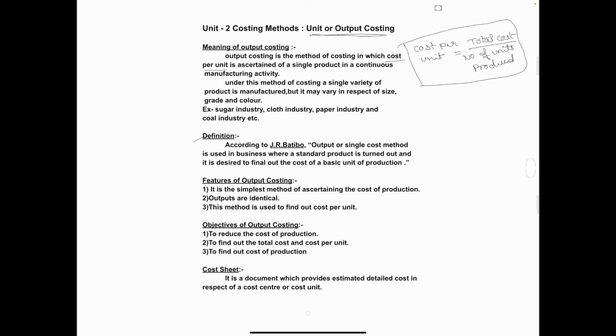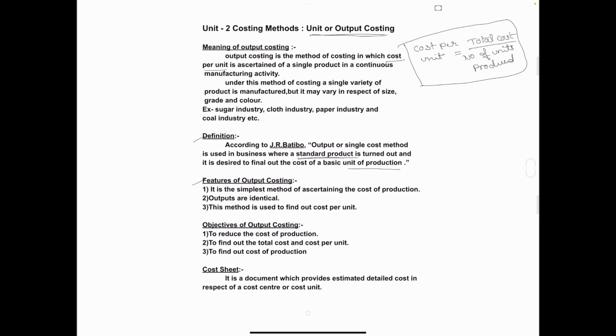Next we'll see the definition. According to J.R. Batliboi, output or single cost method is used in a business where a standard product is turned out and it is desired to find out the cost of a basic unit of production. So according to J.R., this output or unit costing method is used where the production is standard, means where they are uniform in nature.